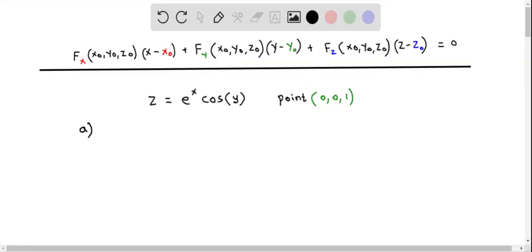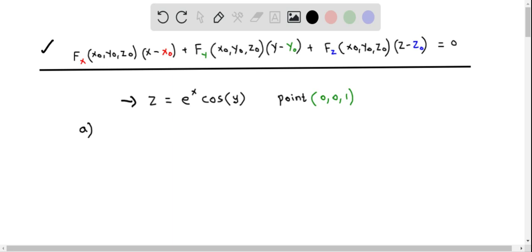In part A, we determine the equation of the tangent plane to the surface z equals e^x times cosine of y at the point (0, 0, 1). And so this is the formula that we utilize to determine the equation of the tangent plane.